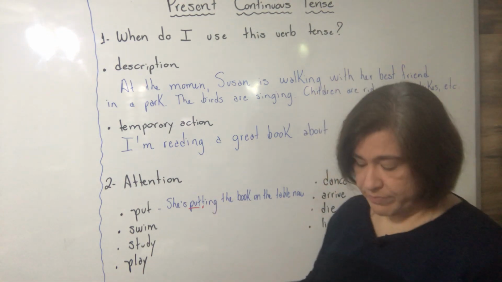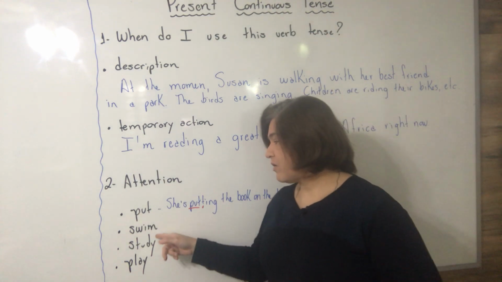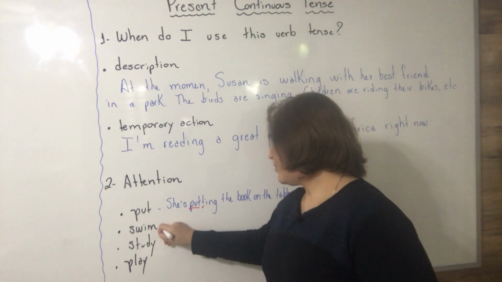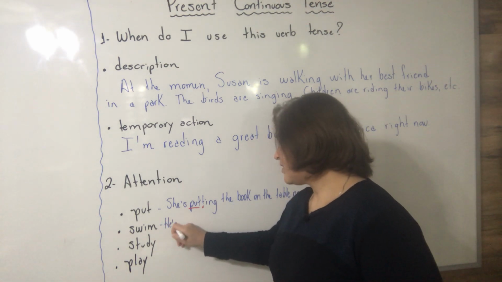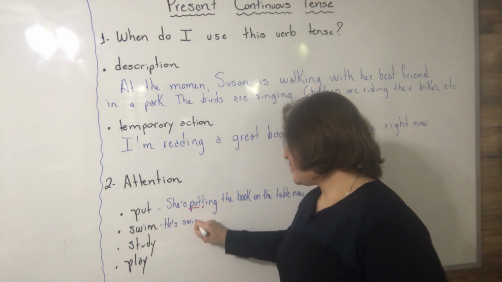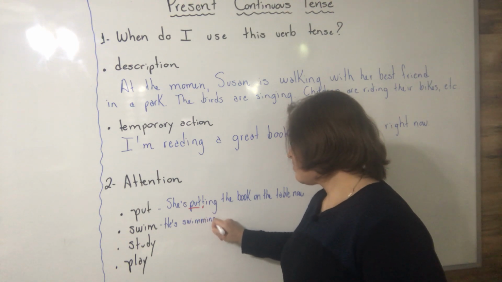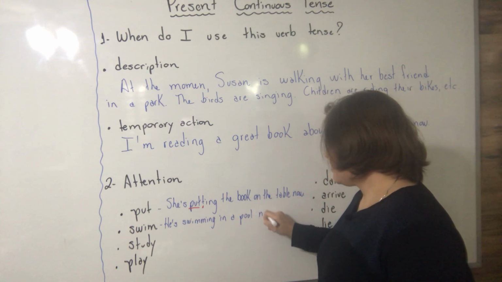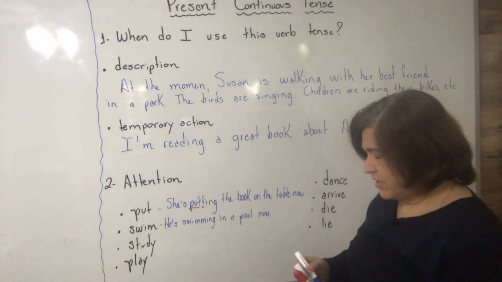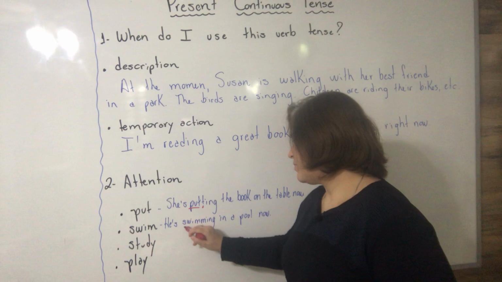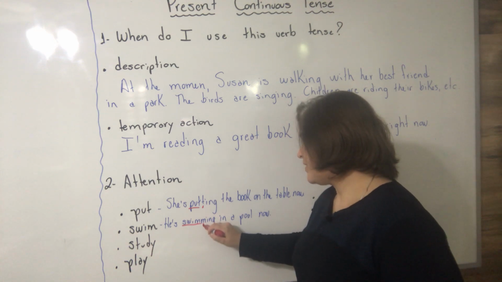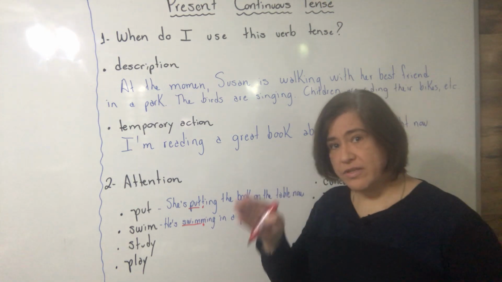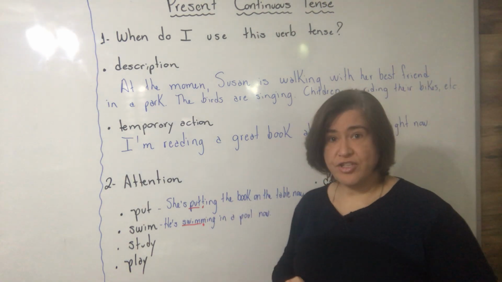Okay? Swim. Swim is consonant, vowel, consonant too. Okay? So, he's swimming in a pool now. Okay, so we have the verb swim plus one M. I have to double because it's consonant, vowel, consonant, plus ing.